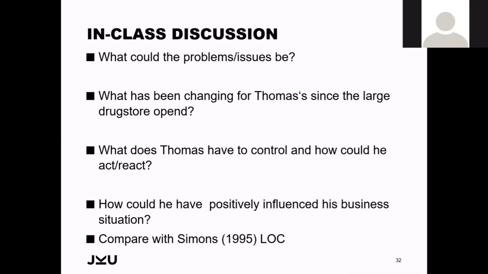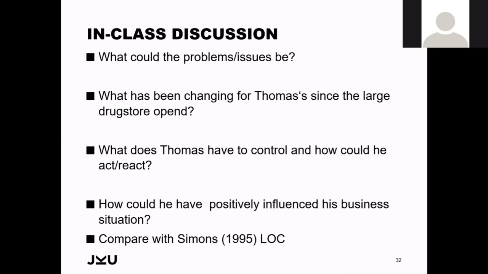In any case, based on Simons's framework, they probably didn't use the interactive control systems where they literally interacted, maybe involved customers. What do they need to change in order to perform better, in order to keep loyal customers, in order to have and continue to have a unique selling point? So to answer number one, what could be the problems? We are limited to the 3 problems: lack of direction, lack of motivation, personal limitation. What has been changing for Thomas since the large drugstore opened? Those would be categorized now under all sorts of different issues, like losing market share, losing customers, losing profit, and so on.